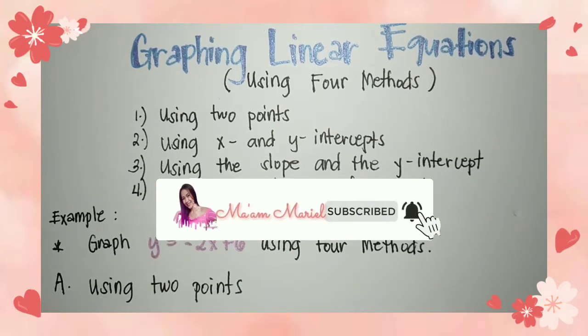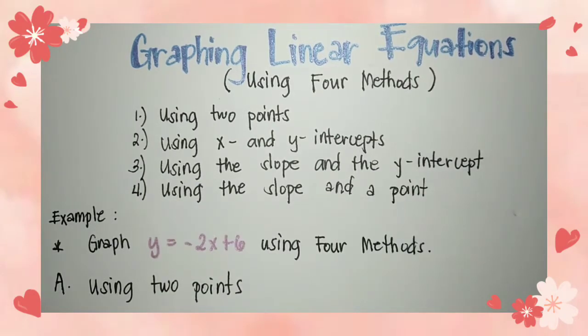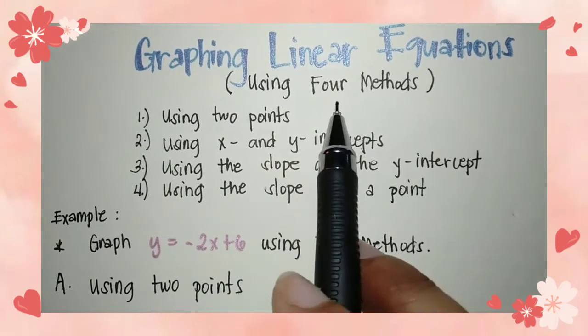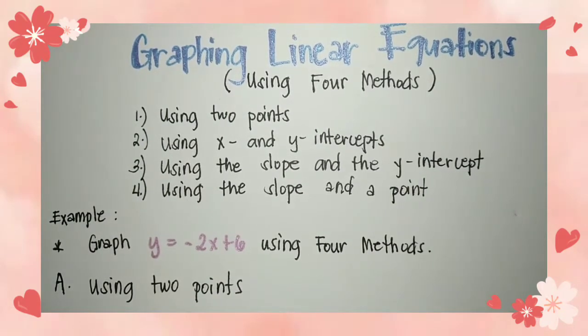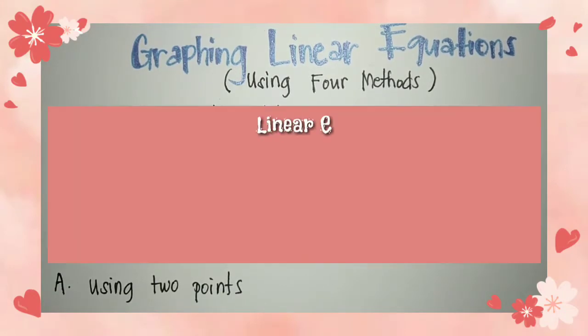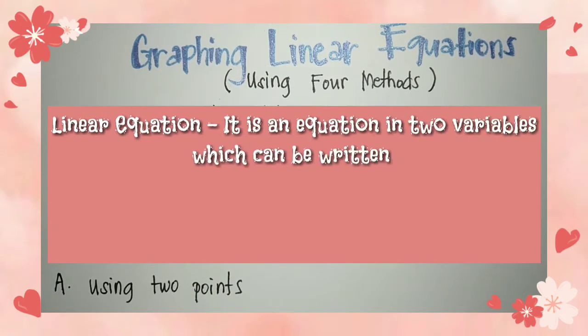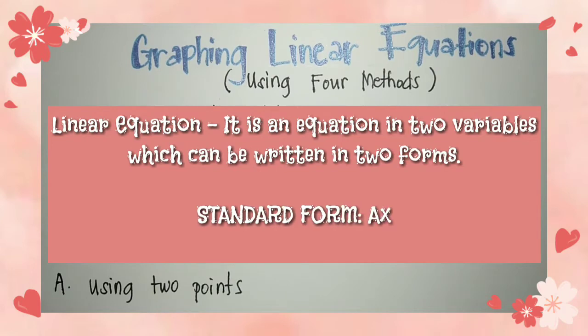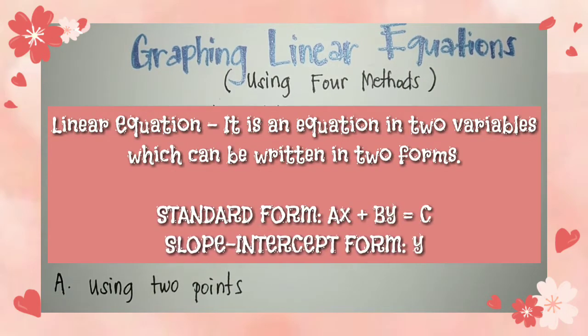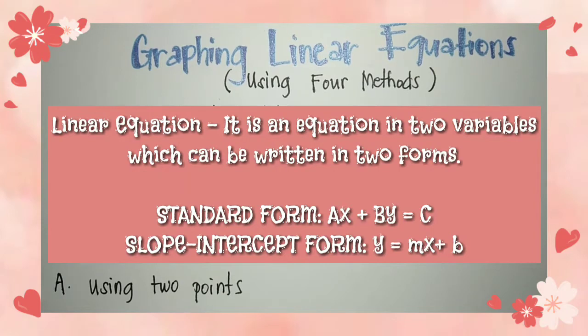So for this video, we're going to discuss all about graphing linear equations using four methods, okay? So when we say linear equations, review muna tayo. A linear equation is an equation in two variables which can be written in two forms. So, meron tayong dalawang forms for a linear equation. We have our standard form, ax plus by is equal to c, and the slope-intercept form, y is equal to mx plus b, where m is the slope and b is the y-intercept, alright?